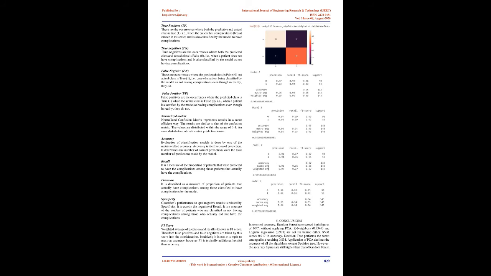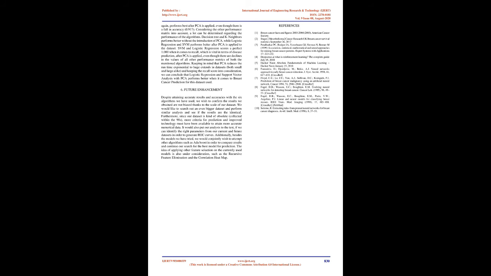not. Normalized matrix. A normalized confusion matrix represents results in a more efficient way. The results are similar to that of the confusion matrix. The values are distributed within the range of 0 to 1. An even distribution of data makes prediction easier.